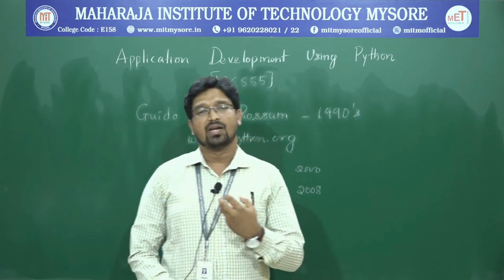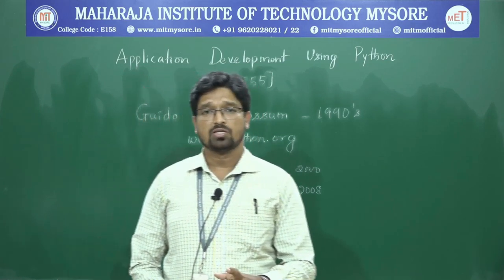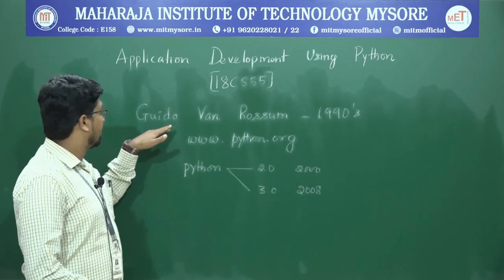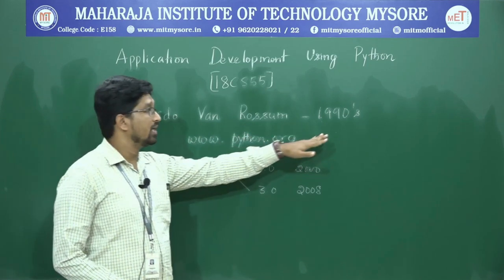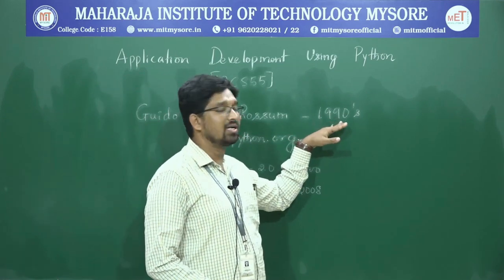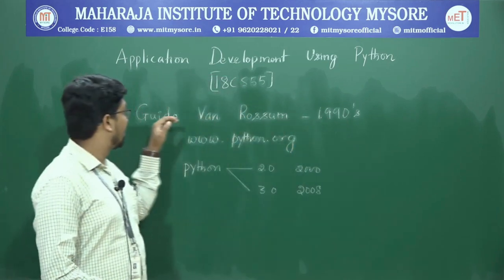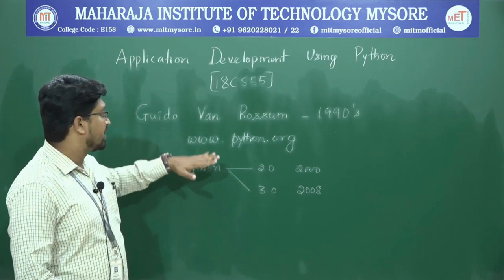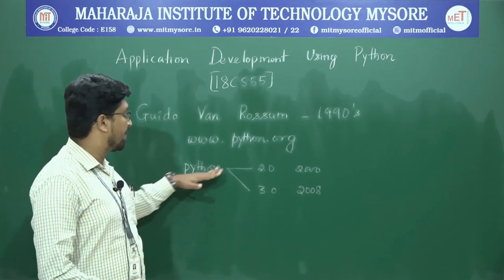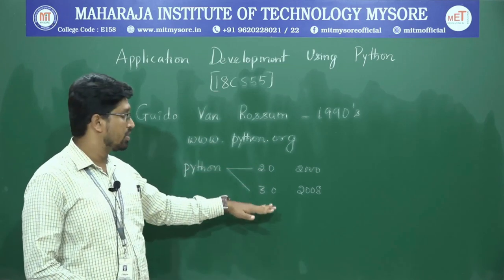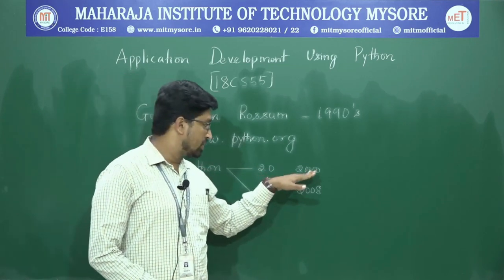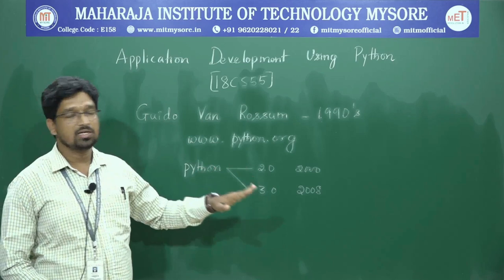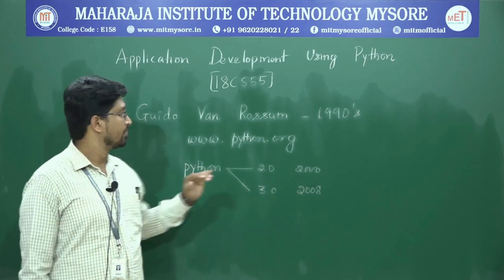Python is a general purpose programming language which was introduced by a computer scientist called Guido van Rossum in the 1990s. In the early stage of 1990, he started developing the Python language, and Python basically has two versions, Python 2.0 and Python 3.0. Python 2.0 was released in the year 2000, and Python 3.0 was released in the year 2008.